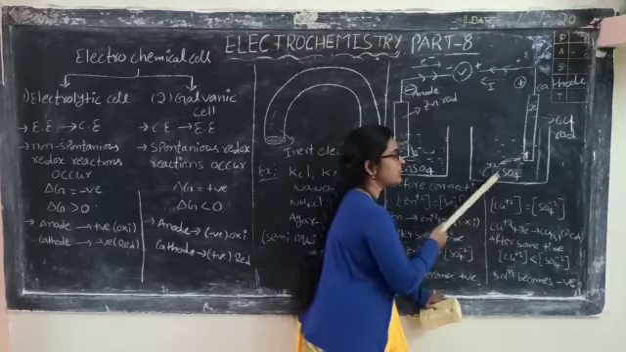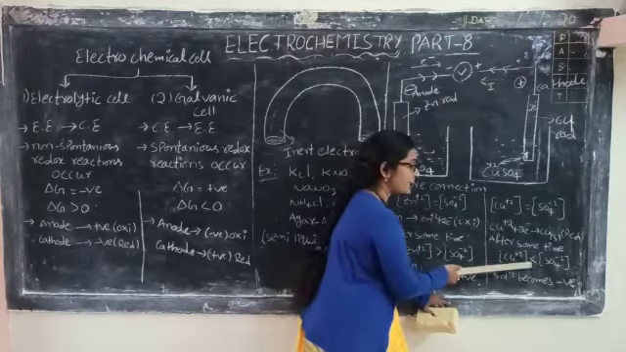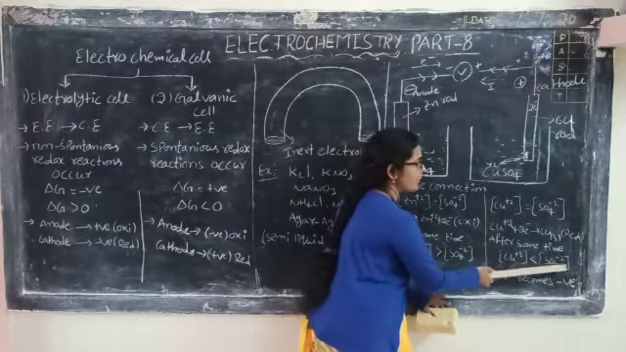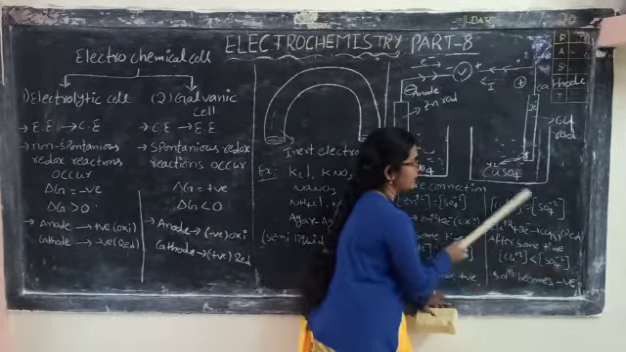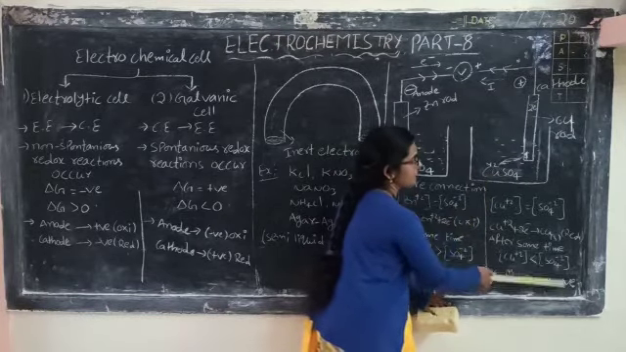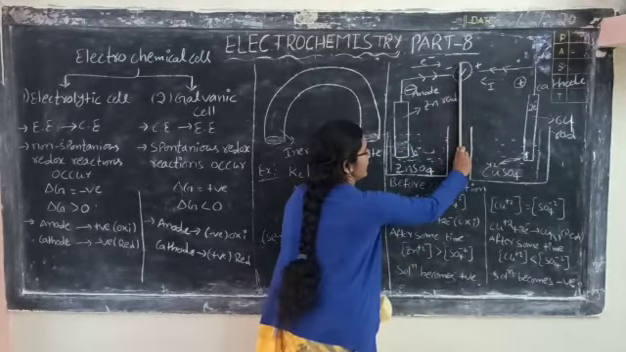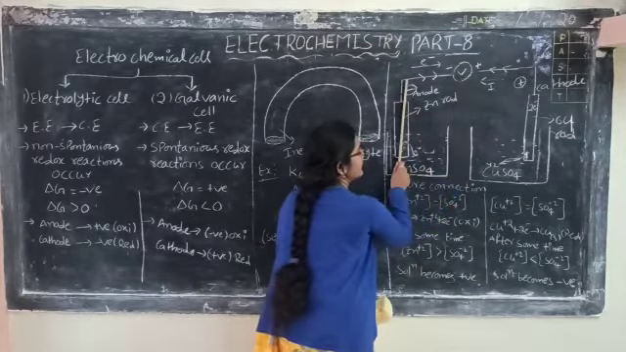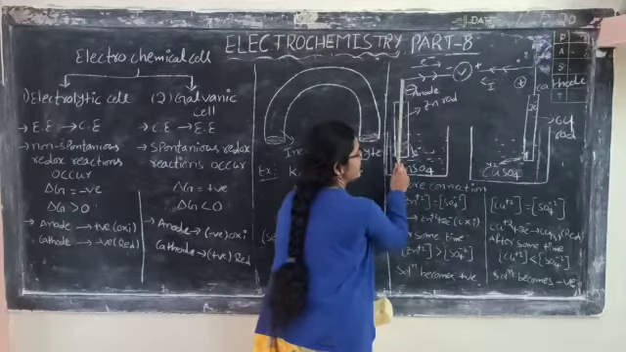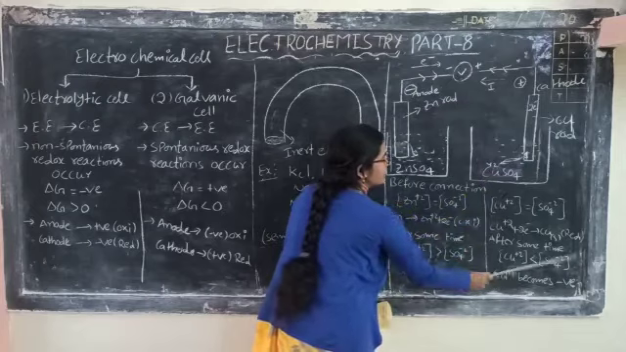Cu²⁺ ions decrease, meaning the concentration of Cu²⁺ is less than the SO₄²⁻ ions. So the negative charge is more in this solution. That's why the solution gets a negative charge. So finally, what we observe in the galvanic cell is that the left hand side cell becomes positively charged, and the right hand side cell becomes negatively charged.